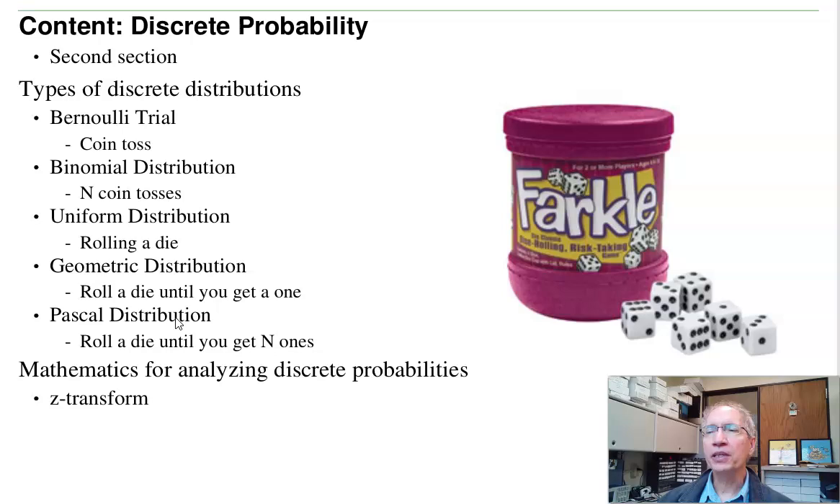The next section we'll look at are discrete probabilities. Now, some events only have discrete outcomes, like if I flip a coin. It's either heads or tails. If I flip n coins, I either get 2 heads, 3 heads, 4 heads. That's a binomial distribution. A uniform distribution is like rolling a die.